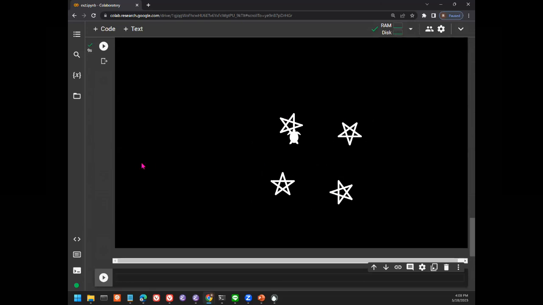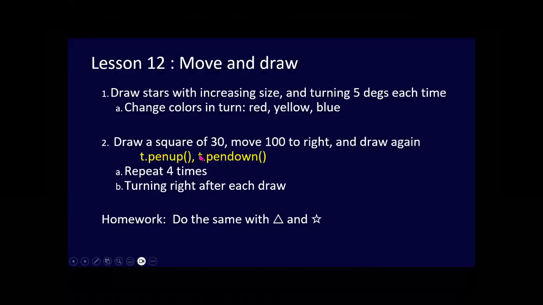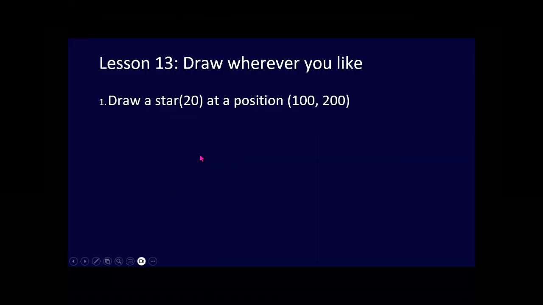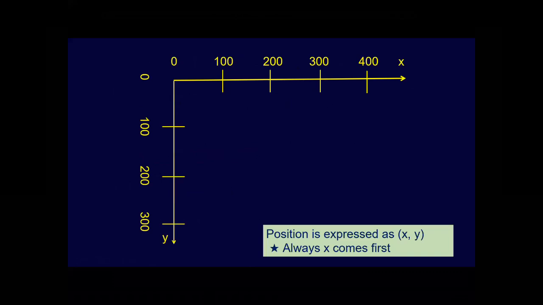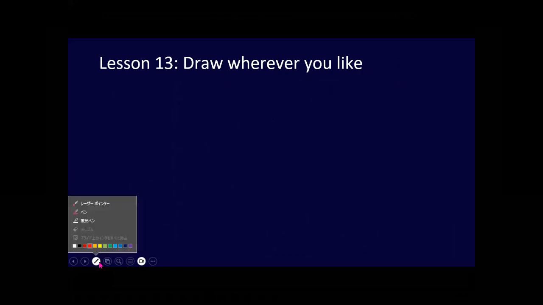Okay, so let's go into today's work. Today's slide begins with draw wherever you like, and there's something new. Draw a star of size 20 at a position 100, 200. Do you know this thing? Do you know the concept of position coordinates? So usually a position is expressed as a set of 2 variables, x and y, or x coordinate and y coordinate.